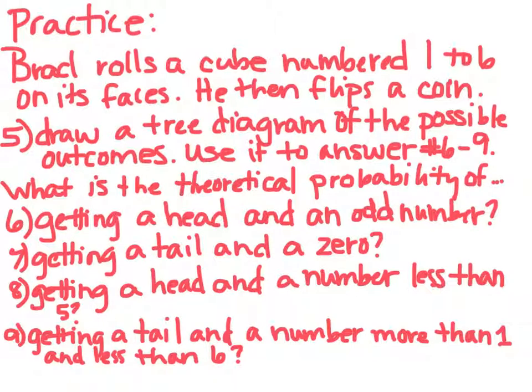Then, what is the theoretical probability of 6, getting a head and an odd number, 7, getting a tail and a 0, 8, getting a head and a number less than 5, or 9, getting a tail and a number that is more than 1 and less than 6. Remember, refer to the tree diagram to help you count the number of possibilities, and don't forget, if you're putting these in fraction form, to make sure you are reducing them to give answers in simplest form.